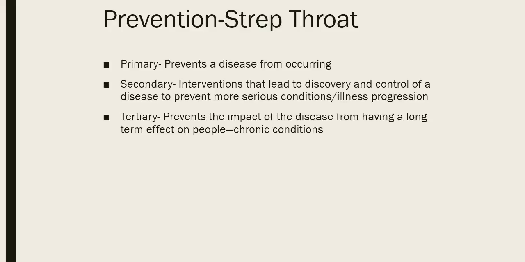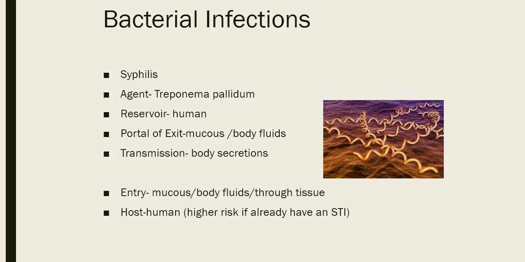Tertiary prevention occurs when we're trying to prevent the impact of the disease from having a long-term effect. So let's say that someone has strep throat and it's not treated correctly. It can then actually spread to other parts of the body and might cause something like rheumatic fever, which actually causes heart problems. So in order to prevent that disease from having long-term effects on the heart, the rheumatic fever would be treated, and if treated correctly, they could at least stop the progression of damage to the heart. So those are some examples of how to apply the first two slideshows to strep throat.